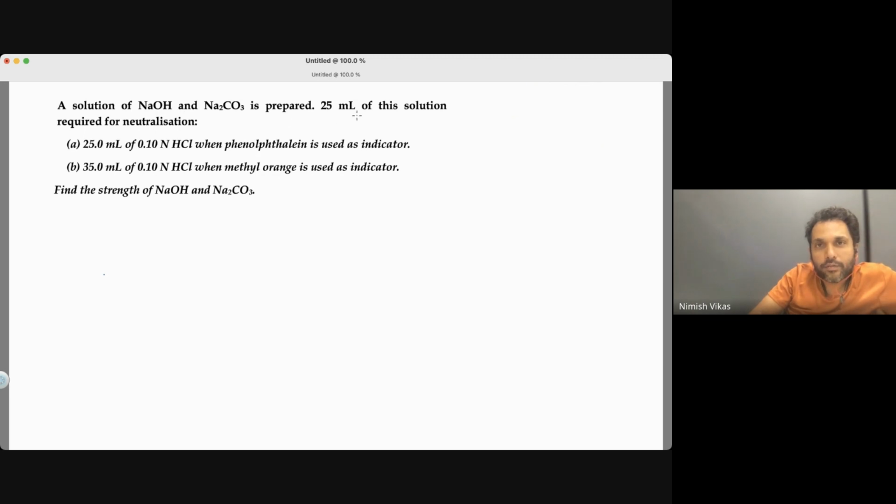20 ml of this solution is required for neutralization. Okay. So they are using HCl 0.1 molar and 25 ml is required with phenolphthalein. Okay, well and good. So if they use methyl orange, then it should have required how much? More than 25 or not? More than 25 or not?